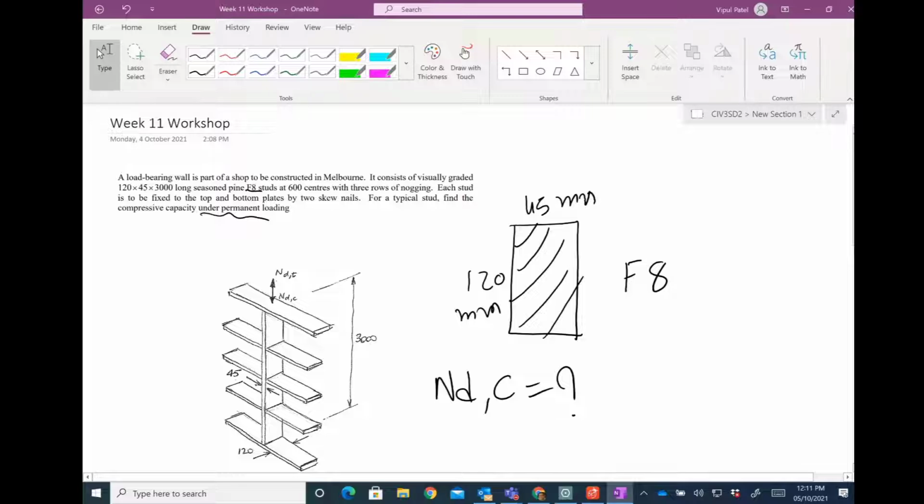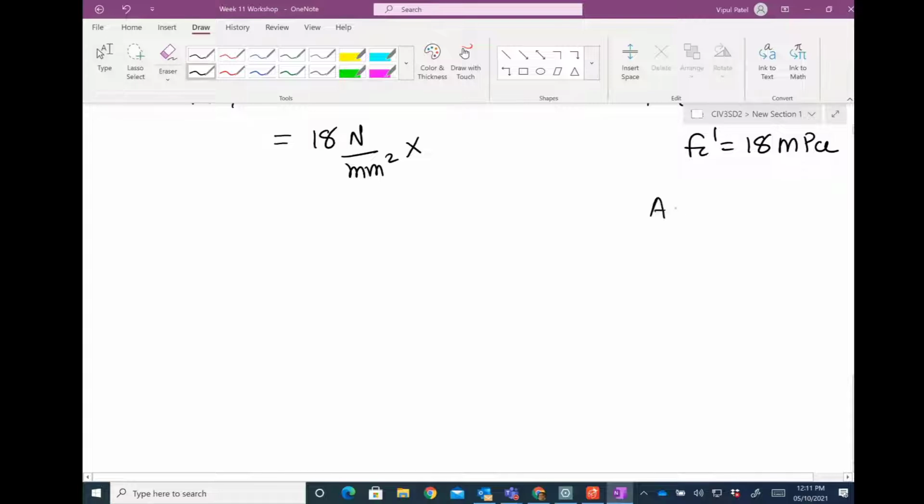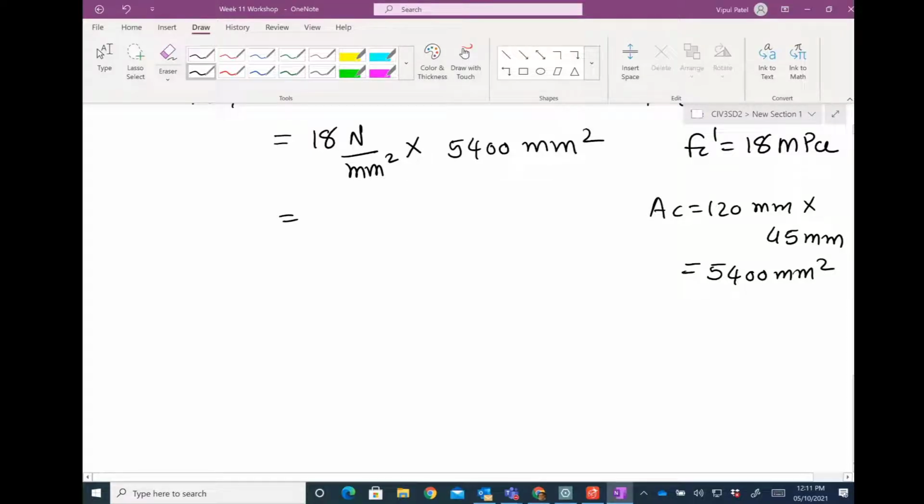I am not considering anything like seasoning and unseasoning. The area is just 120 by 45, so area equals 120 millimeters times 45 millimeters. 120 times 45 gives 5400 millimeter square. So 18 times 5400 gives 97,200 newtons, which is about 97.2 kilonewtons.